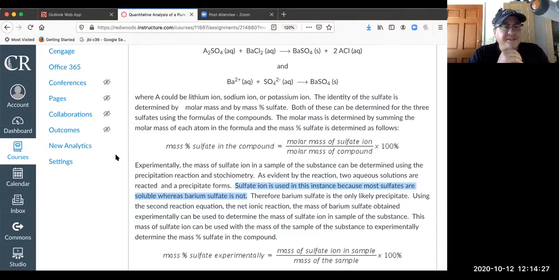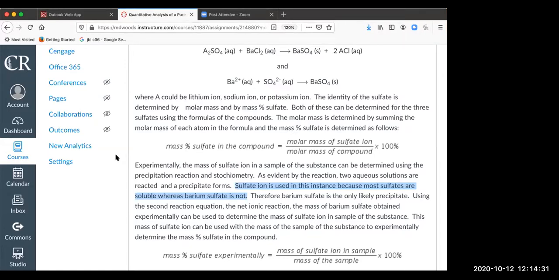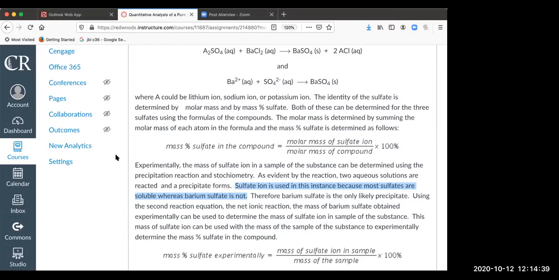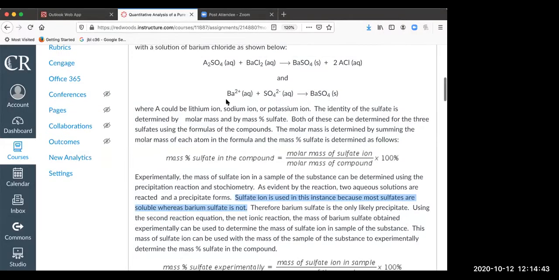So that's the disadvantage to this reaction, is that it's not very specific. But the reason it works for us is because we're using a pure substance. All right? Okay. Who's next? Oh, and then I have a number 9 too. Okay.